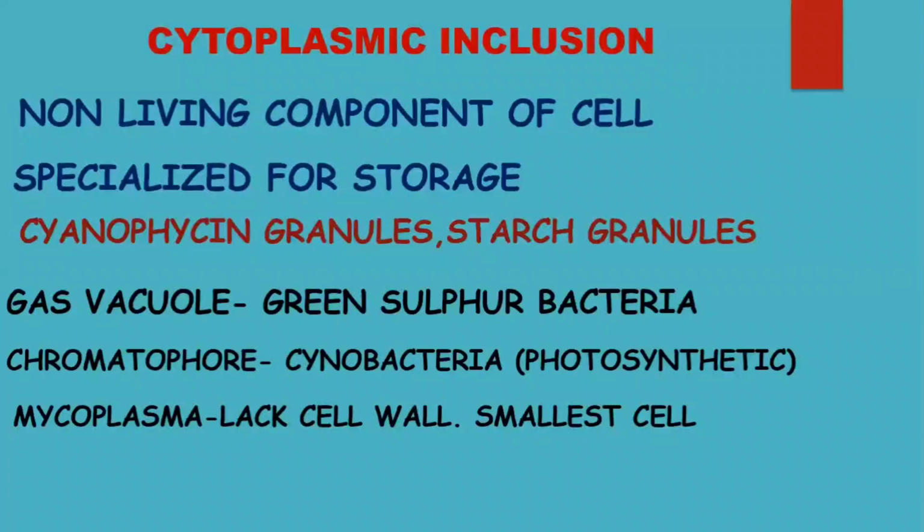Mycoplasma, if you recollect this name, has already come. They lack a cell wall. If they lack a cell wall, then the gram staining technique does not apply to them. So remember, the gram staining technique, which is used to classify gram positive and gram negative, is not useful for all bacteria. Mycoplasmas are a type of bacteria that lack a cell wall. They are in fact the smallest cells in the entire living world.